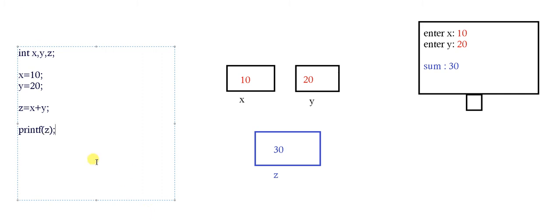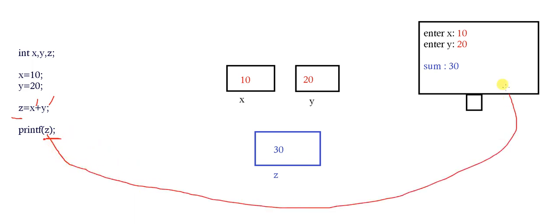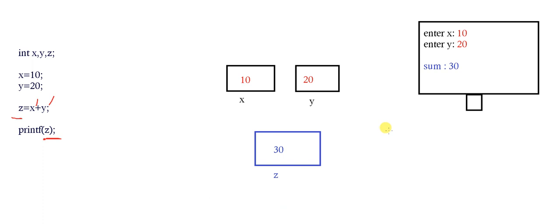When you write printf z, for a moment just understand it like this. What will happen? Your program will display the value of z on the screen. Means 10 will come here, 20 will come here, and whatever z is calculated on the RAM, 10 and 20 become 30, and that 30 is stored in my memory. I don't want it to be only stored in the memory, I want it to go and display on the screen. So when you write printf z, the value of z will go to the screen and be displayed like that.